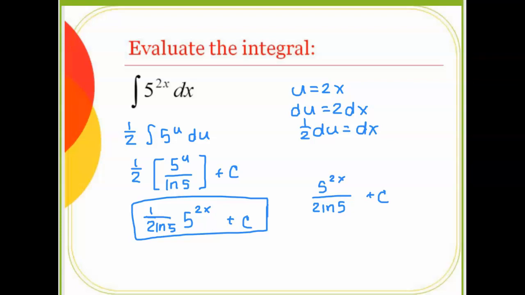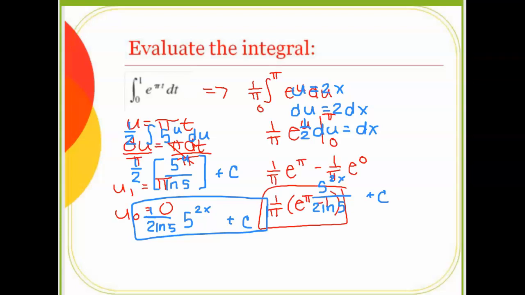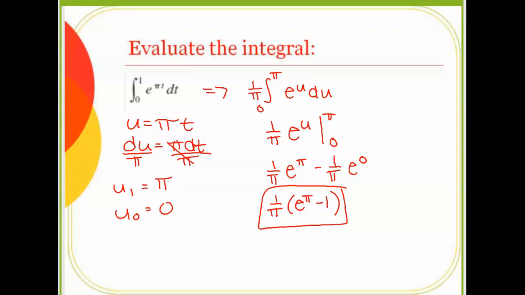For the u's with the e's, I would change my bounds. So I'm going to show it to you. I would change my bounds the exact same way I did before. I would identify my u, find my du, change my upper, change my lower, and then antiderive with my changed bounds.